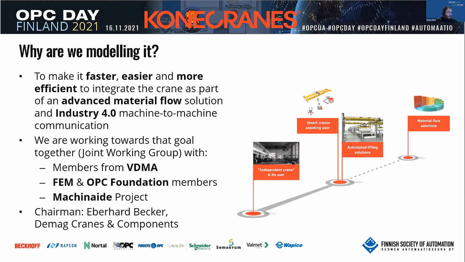About the Machine-Aid project, the Machine-Aid consortium members are utilizing the information model for describing data access to and from the digital twin in the project. And they're also using OPC UA in general for access control in the project.